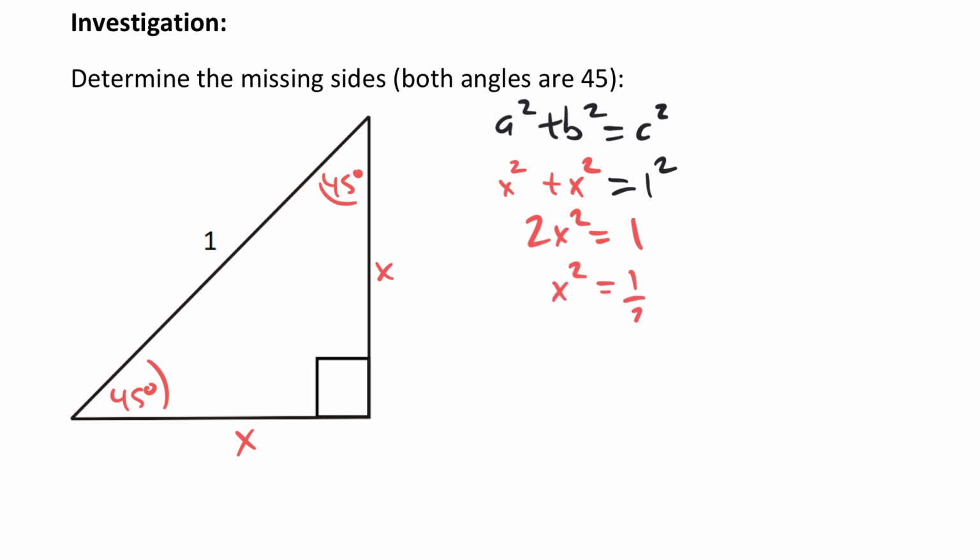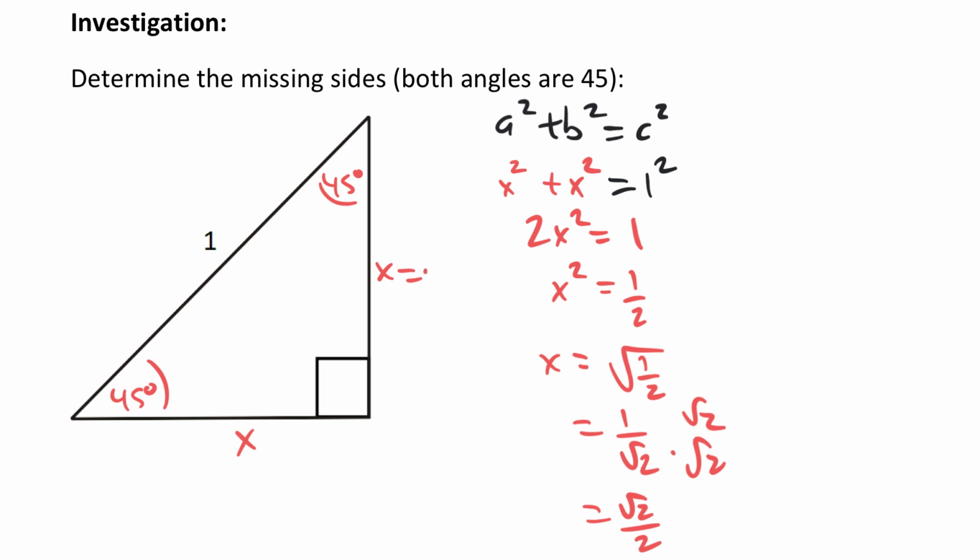X squared equals 1 over 2. X equals the square root of 1 over 2. Square root of 1 is 1. Square root of 2 is root 2. And if we rationalize, that's going to be root 2 over 2. Okay, so each one of these is root 2 over 2. We were able to solve the triangle.